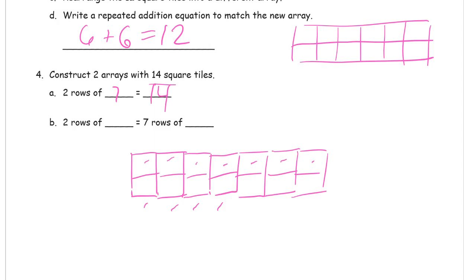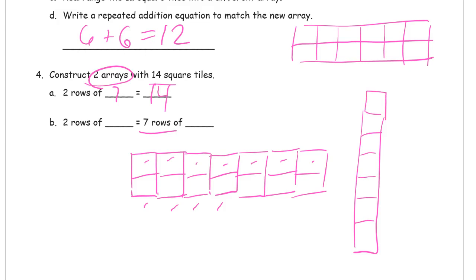So two rows of 7, and it says construct two different arrays. So I could also do this, because we also need 7 rows, right? So 7 rows is going to be 1, 2, 3, 4, 5, 6, 7. There's 7 rows, and I know I'm going to have 2 of those. 2 columns. So 2 rows of 7, that's this one here, is the same as this one here, which is 7 rows of 2.